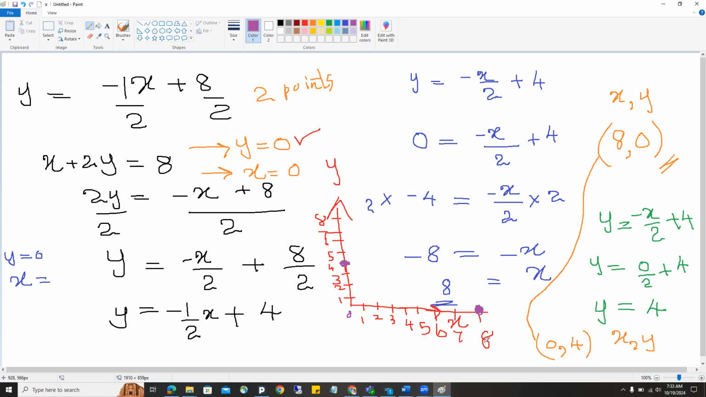Now what we have to do? We should draw the straight line like this.